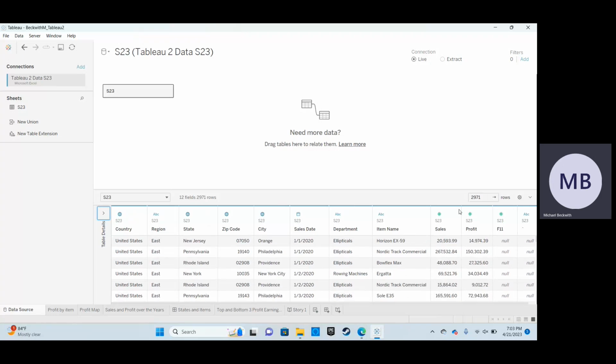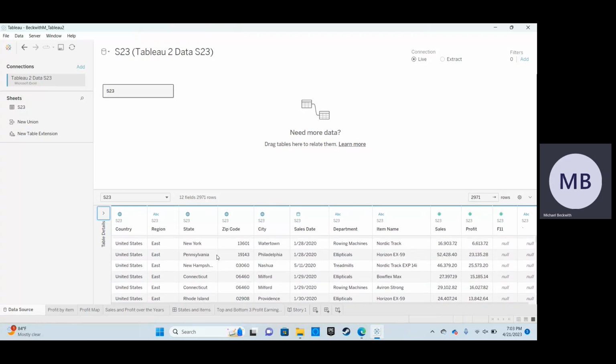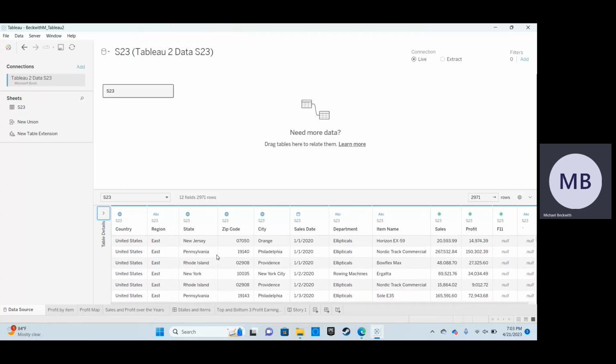There are 10 columns across. There's 2 incomplete columns over here, so we can just safely ignore those. And there's 2,971 rows. And each row is a separate sale.